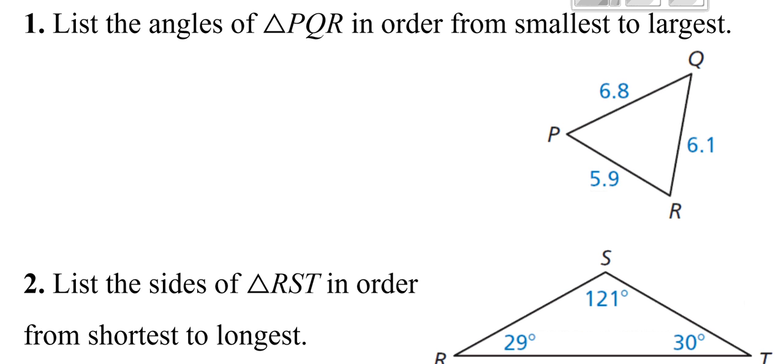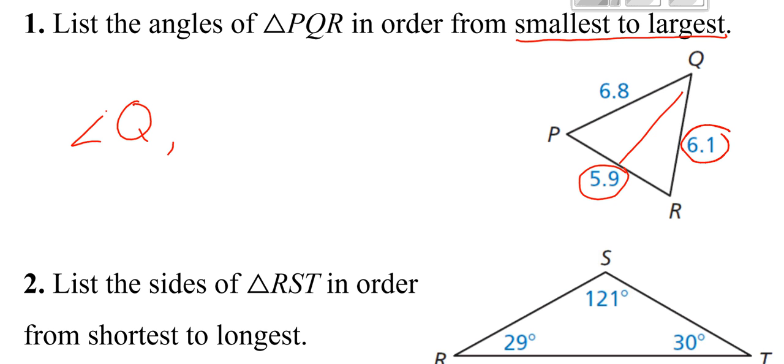Next example, similar, ordering our angles from smallest to largest. Again, I'm going to identify the side that's smallest, 5.9. What's opposite that is angle Q. My next largest side is 6.2. What's opposite of 6.2 is angle P. And what's opposite of 6.8 is angle R.